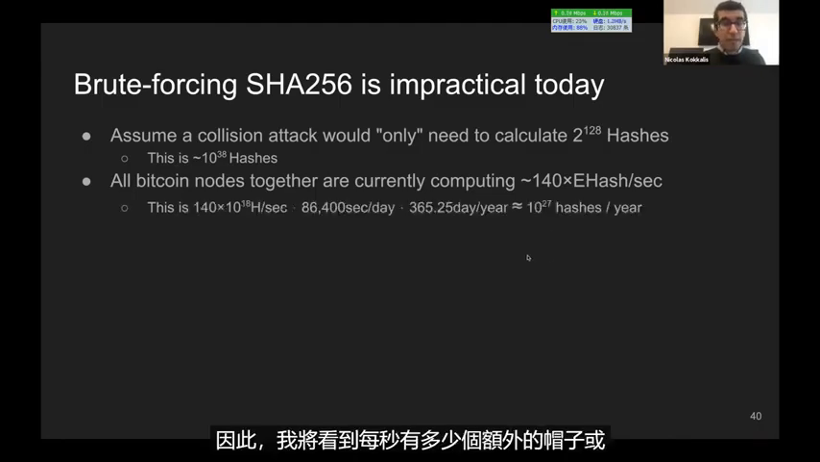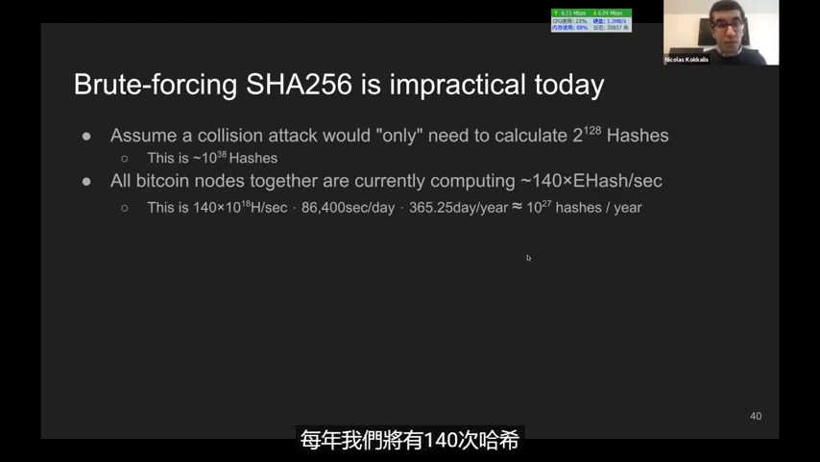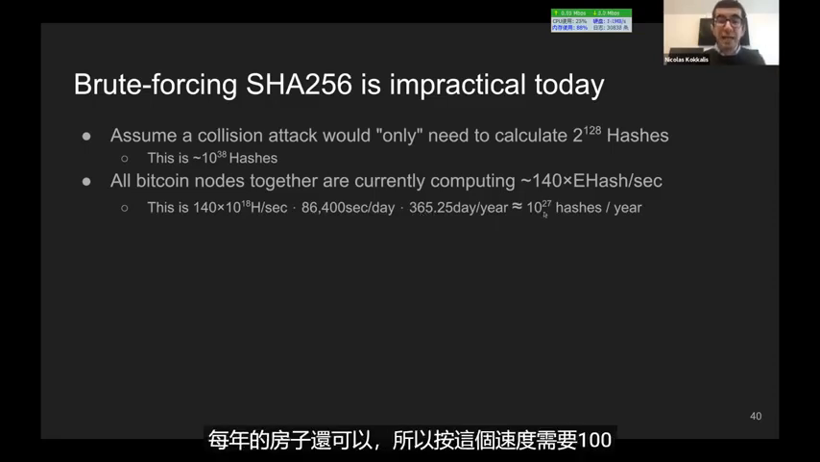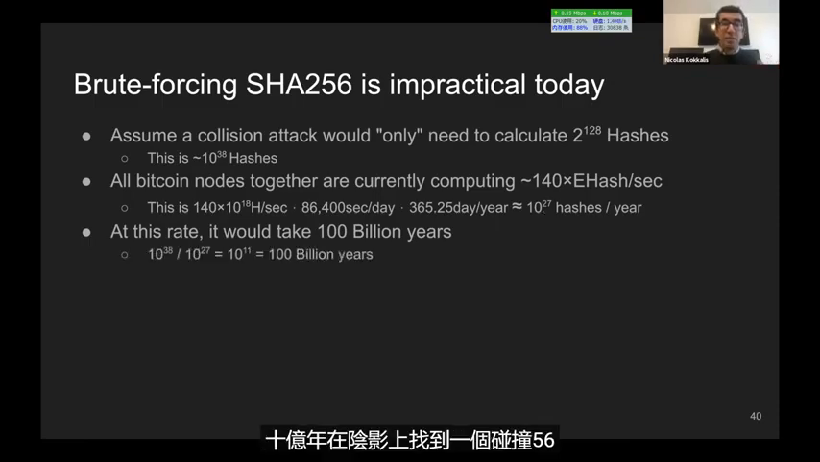So I will see how many hashes per year we would have. 140 times 10 to the power of 18 times 86,000 seconds per day times 365 days per year. That gives us 10 to the power of 27 hashes per year. Okay, so at this rate, this would take 100 billion years to find one collision on SHA-256.